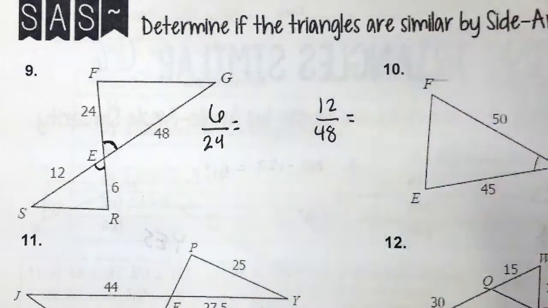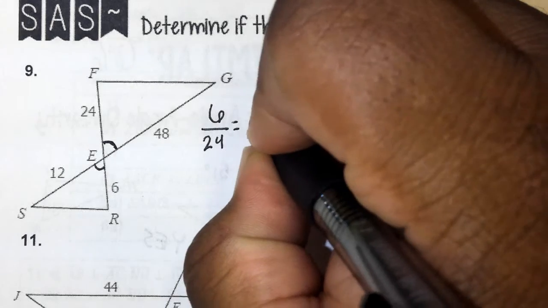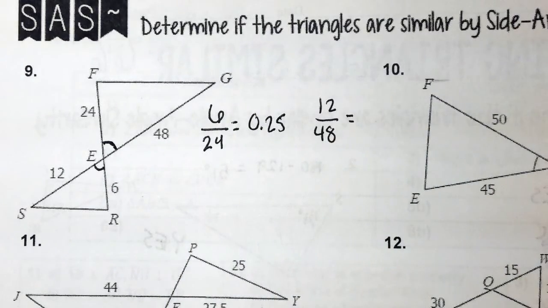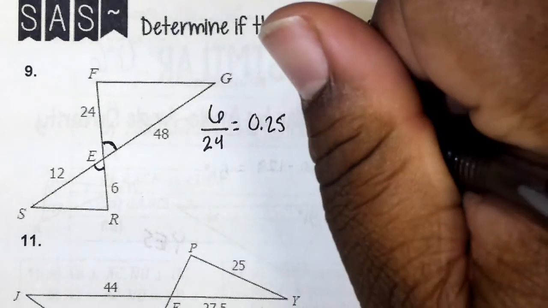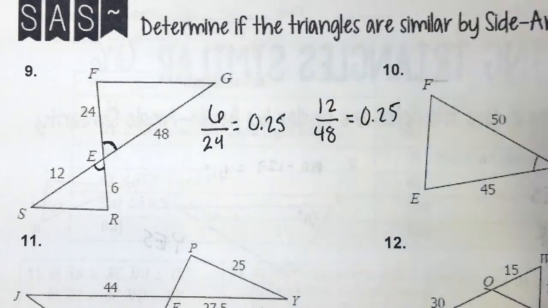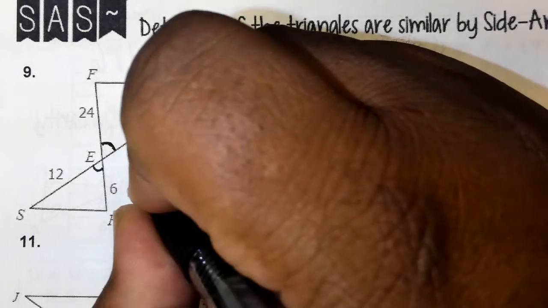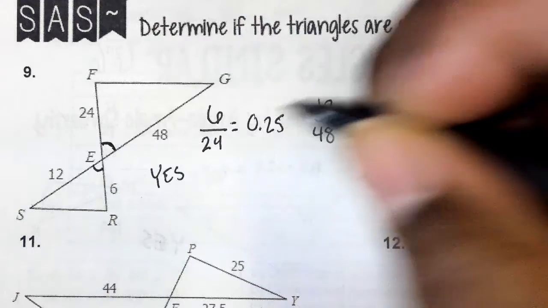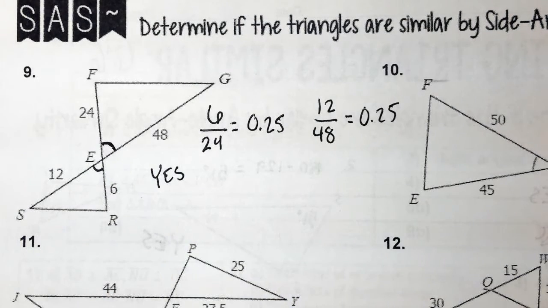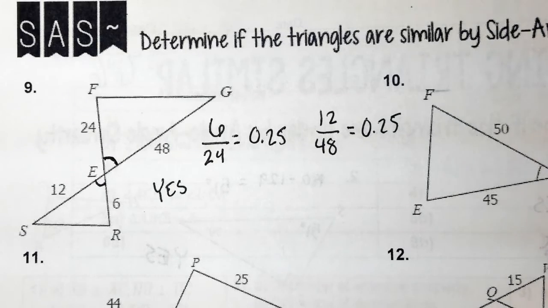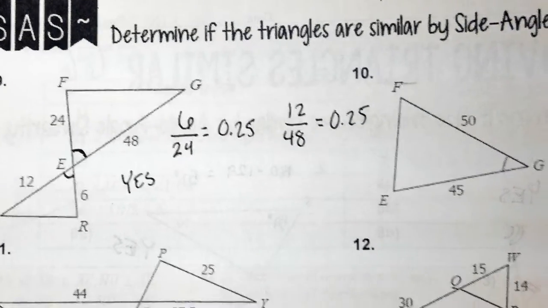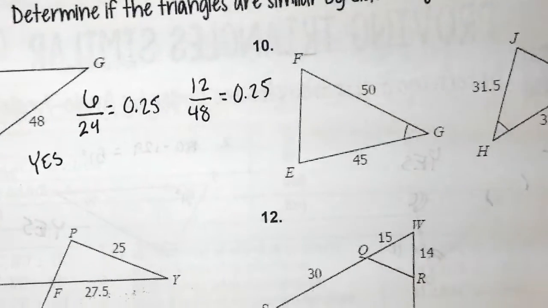Doing it this way on mine, 6 divided by 24 is going to be 0.25. 12 divided by 48 is going to also be 0.25. This is going to be a yes. This is side angle side similarity. It's very quick checks that y'all need to do, but y'all need to do it because it's not always going to be a yes. You can't sit there and assume.